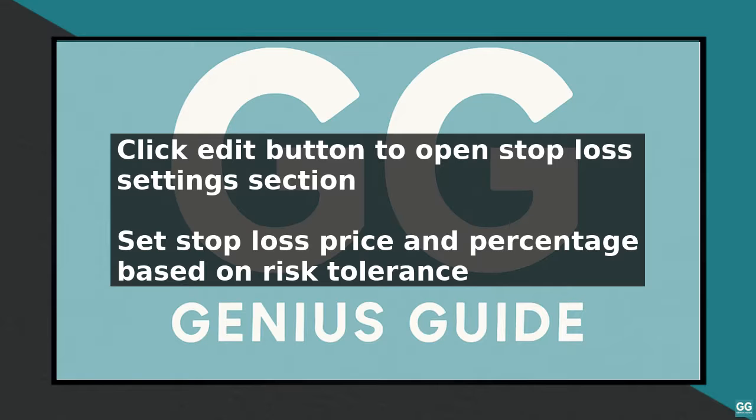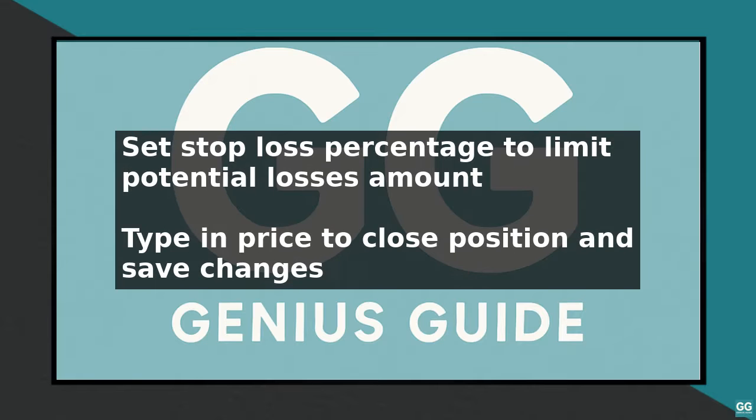To set a stop loss price, simply type in the price at which you want to close your position. Make sure to set a stop loss that is reasonable and based on your risk tolerance. Once you have set your stop loss, click on the Save button to confirm. Your stop loss is now active and will be triggered if the market moves against you. It is essential to regularly review and adjust your stop loss to ensure it remains aligned with your trading strategy.